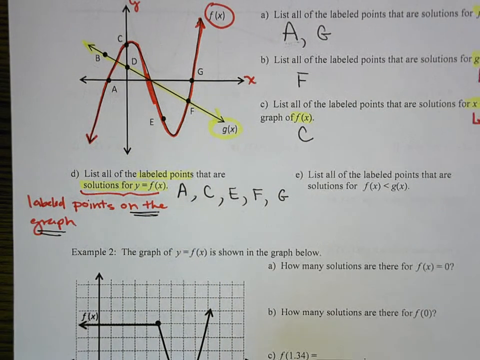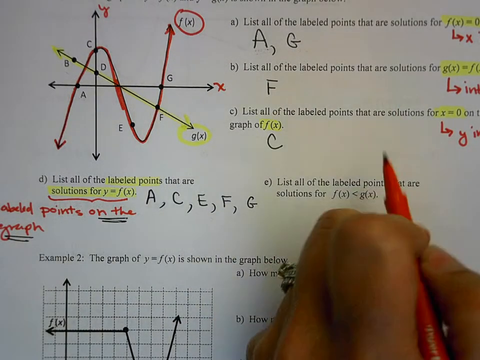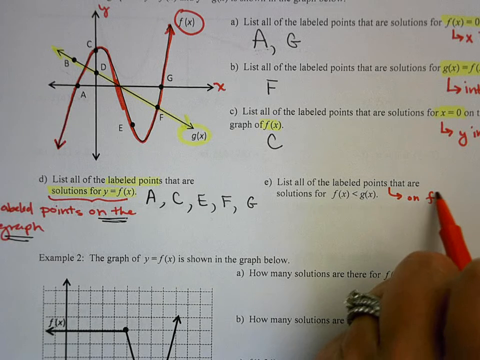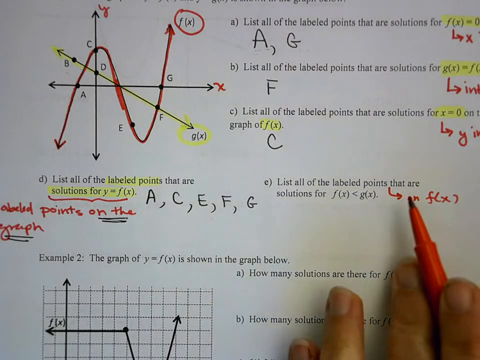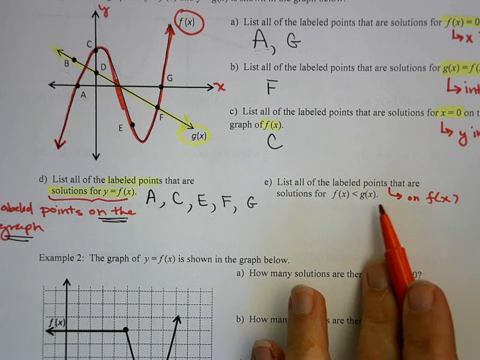All right, and then let's take a look at the last one here. List all of the labeled points, and we are going to add a little sentence: list all of the labeled points on f of x that are solutions for where f of x is less than g of x, right?